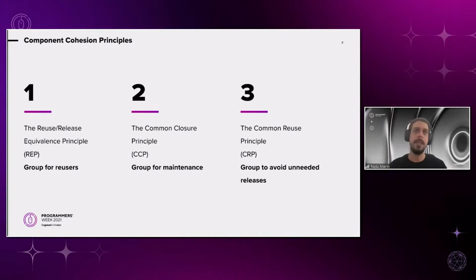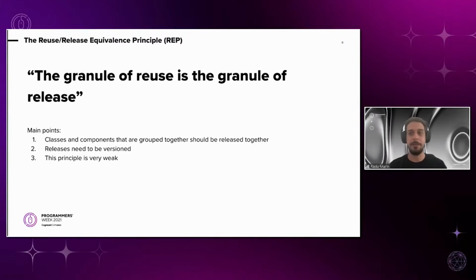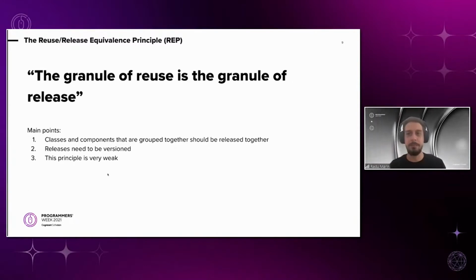So we have these 3 principles, and I'm going to talk about each one of them. We can group for reuse, we can group for maintenance, and we can group to avoid unnecessary releases. And let's take each one of them at a time. So REP says that when we reuse code, it makes sense to release that code together, right? Because it belongs together if it's reused together. Now, this is a super weak principle. It's the same as saying maybe they make sense together.